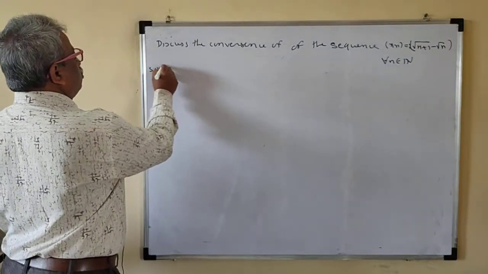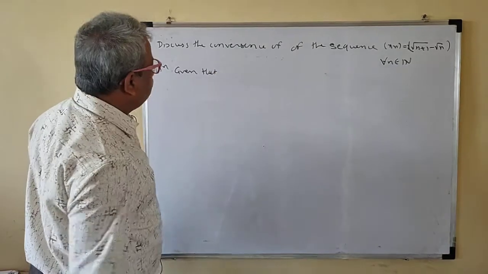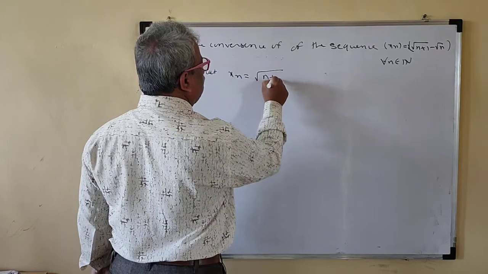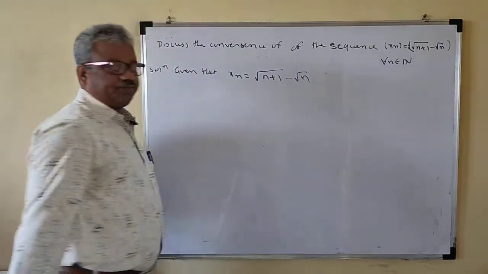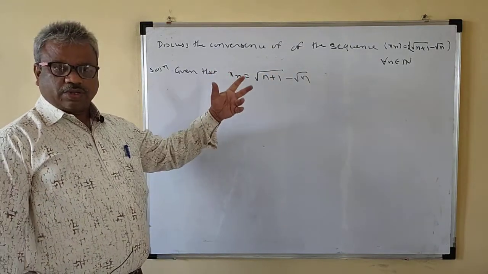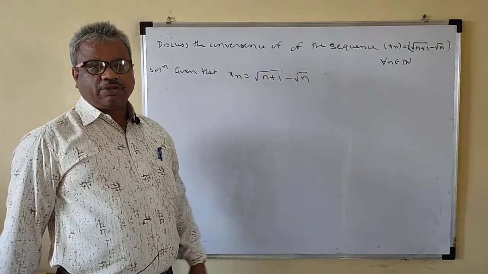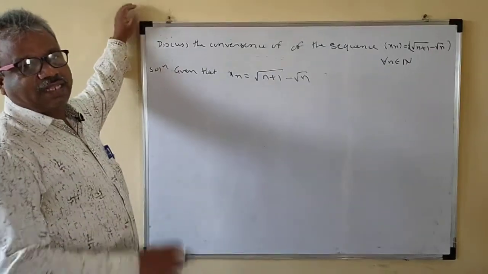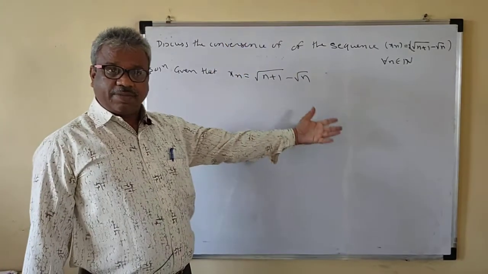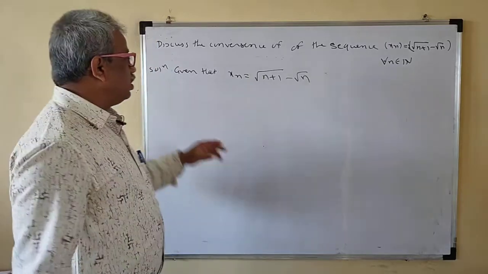Okay, solution. Given that xn is equal to root of n plus 1 minus root n. Same as the last one also. For the last two examples we have seen like this, we had to find the limit. If the question is asked like that, discuss the convergence of the sequence, then whatever the limit exists, that means the sequences for the last two were convergent.